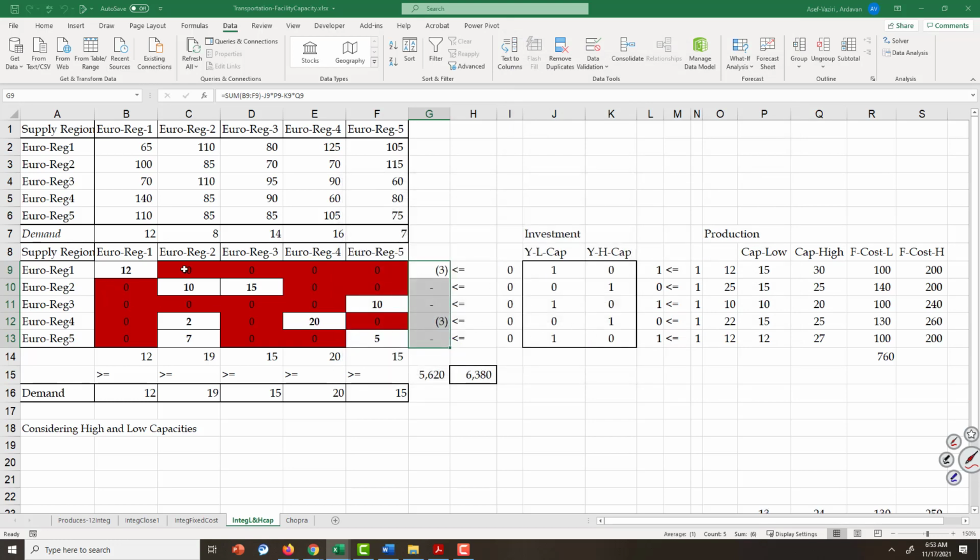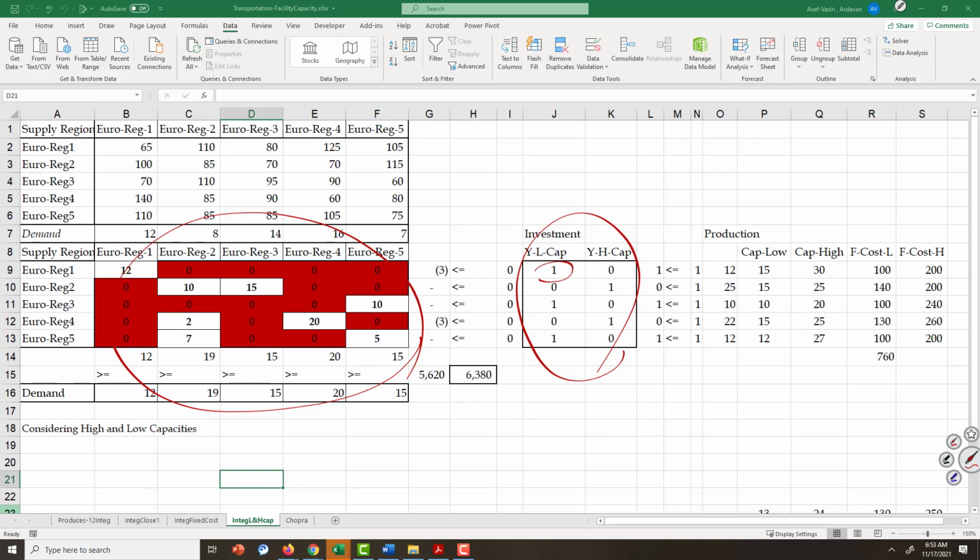Okay, the problem is solved. Here we have the optimal transportation plan, and here are the situations showing which plants are operating at high or low capacity.